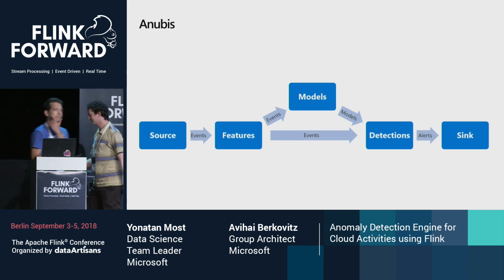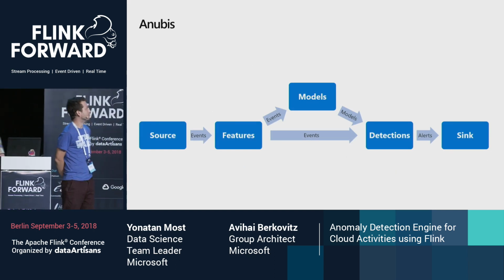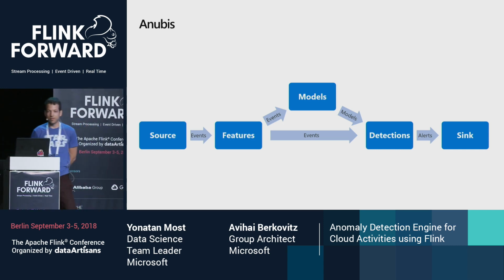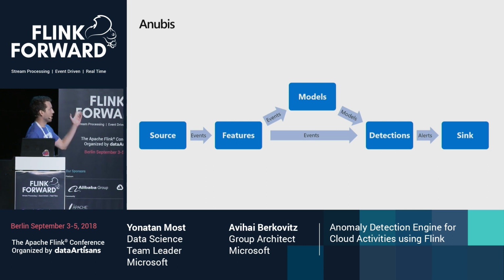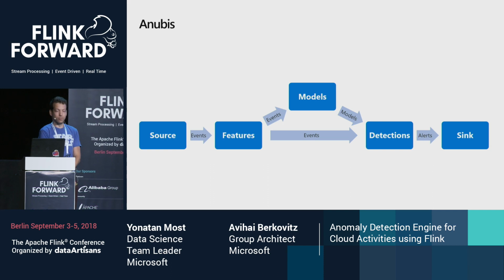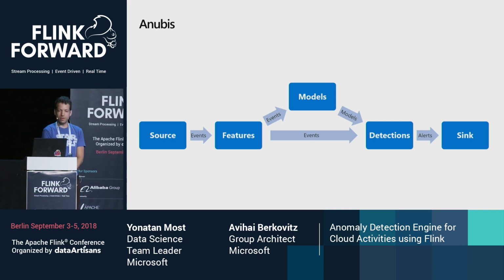Thank you. Hi. So let's talk about the Anubis pipeline. This is a schematic view of the pipeline. In reality, each box here actually contains multiple Flink operators. So events come in from the source, and the first thing we do is we add features.